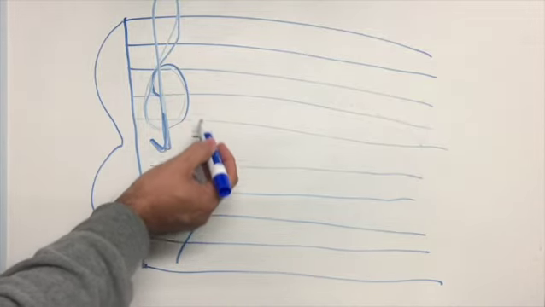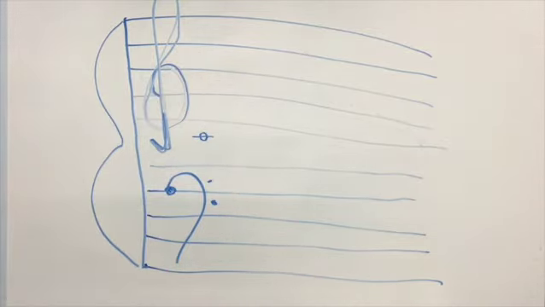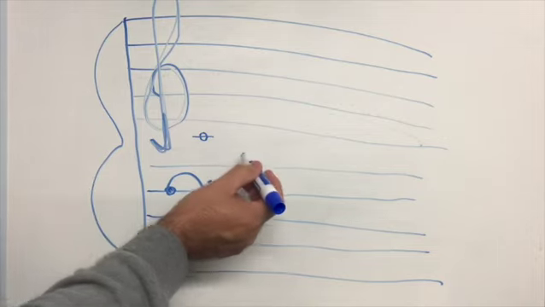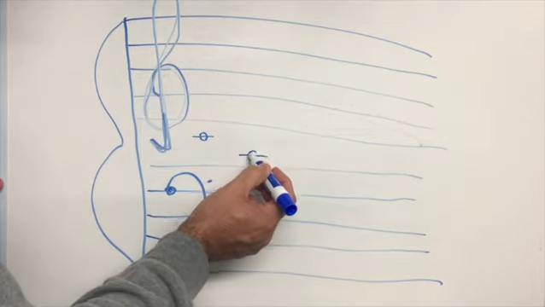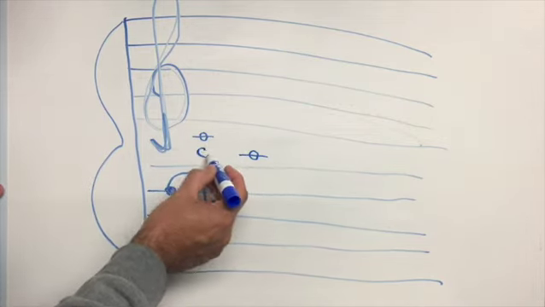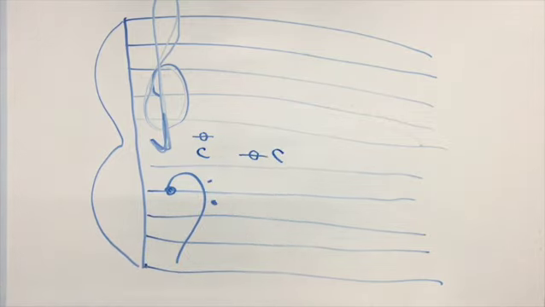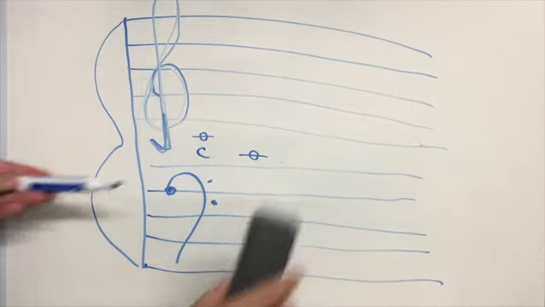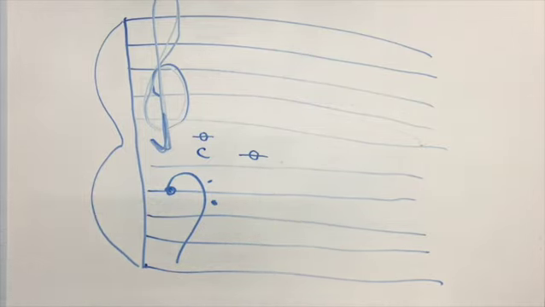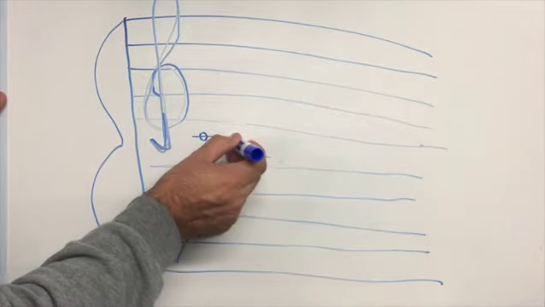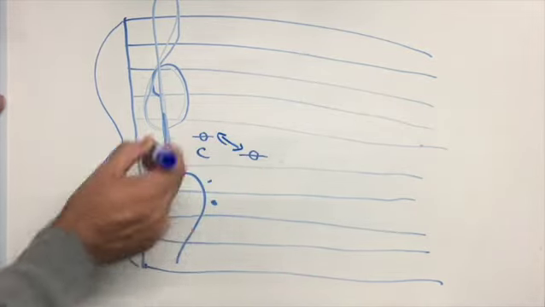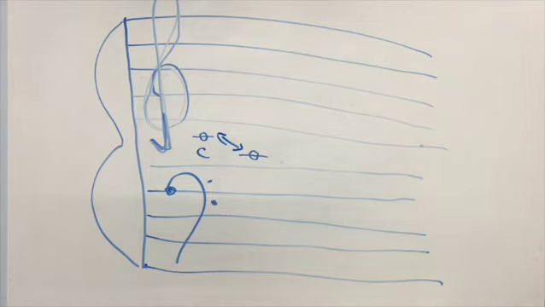Writing it up here, close to the treble clef lines, means it's played in the higher end. So if you're playing piano, you'd be playing that with your right hand. If we write like this, that means it's closer to the left hand, so the bass clef, so that would be played with the left hand. So you can see they look different, but they're actually exactly the same note.